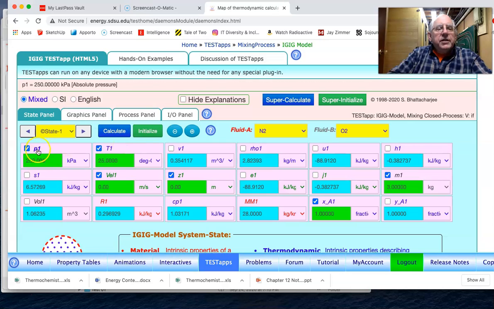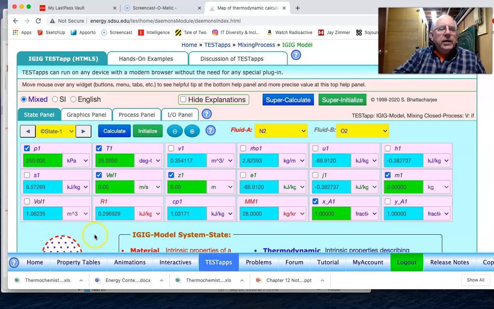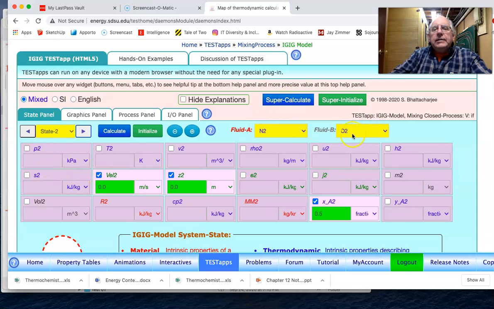With this thermodynamic state, because we only needed 2 independent thermodynamic properties, that allowed us to calculate the specific volume. And since we had the specific volume and the mass, that allows us then to calculate the total volume. So the volume for the nitrogen side of this 2-tank system is 106.